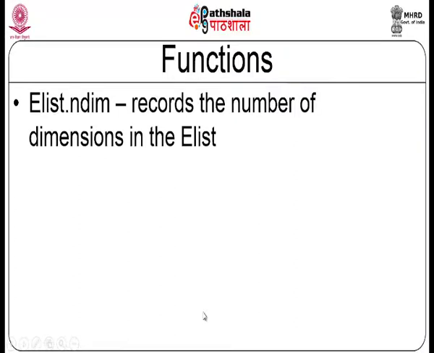Now, the functions that are used by the array for generating 3-address code are as follows. First, elist.ndim returns the number of dimensions in the Elist, that is, how many dimensions are available based on the comma. As and when I encounter a comma, because in the grammar there is Elist comma E, I am going to increase the number of dimensions by 1.